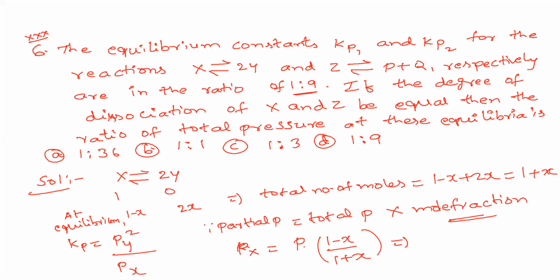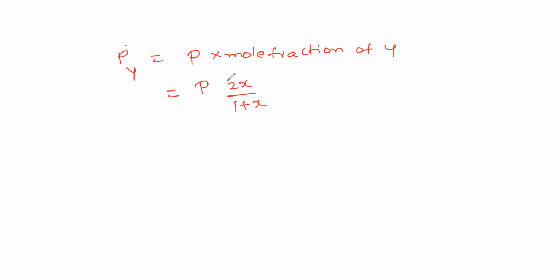So now the partial pressure of Y, this capital Y you have to write, is equal to the total pressure into the mole fraction of Y. The mole fraction of Y is equal to 2x by 1 plus x. So the total pressure into the mole fraction 2x by 1 plus x, because the number of moles of Y is 2x and the total number of moles is 1 plus x. So this is the partial pressure.